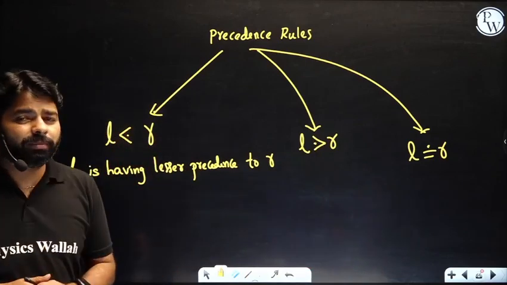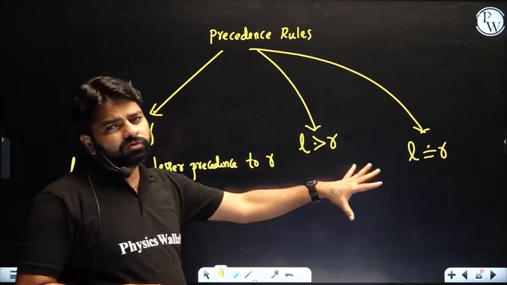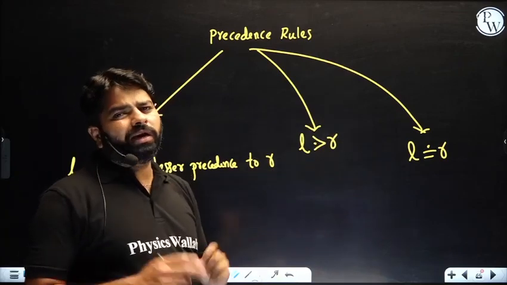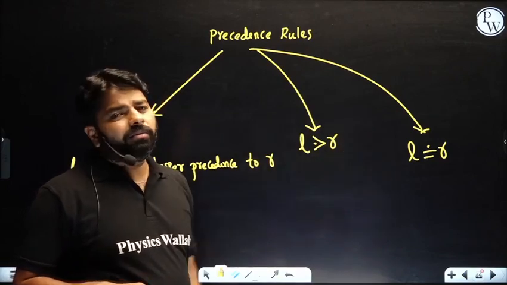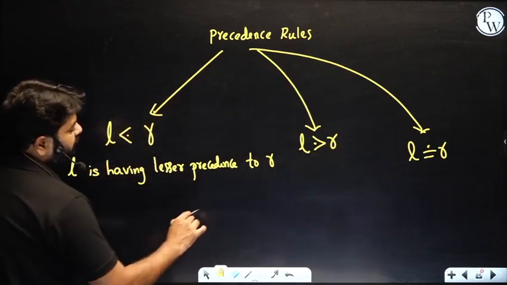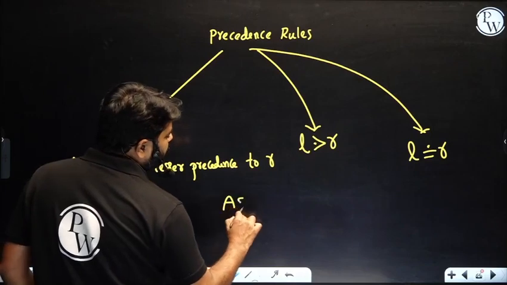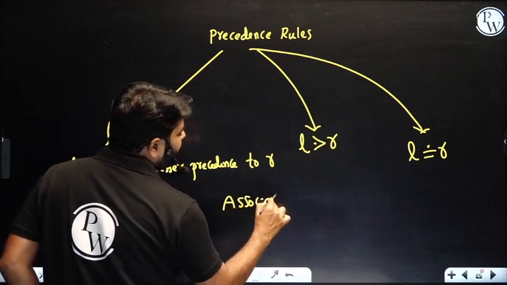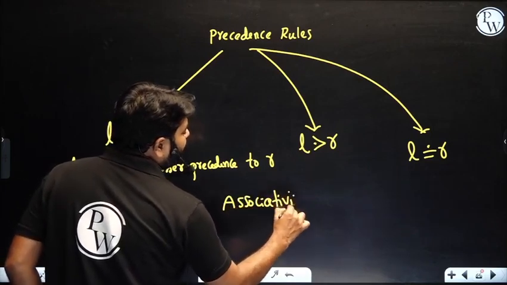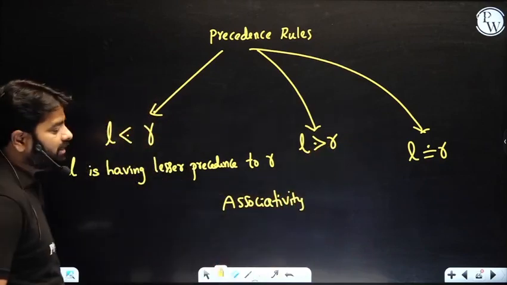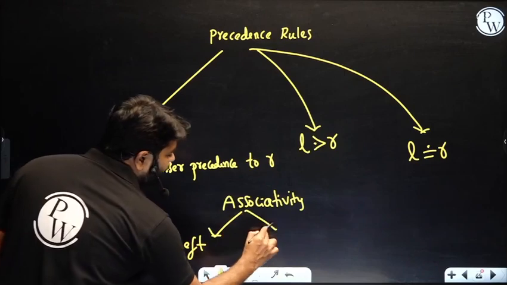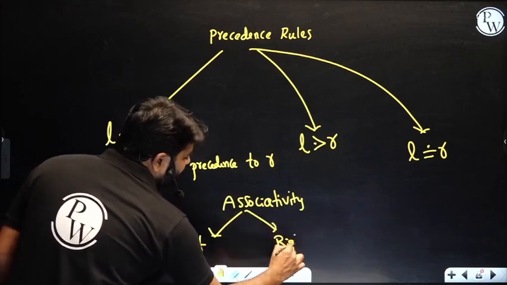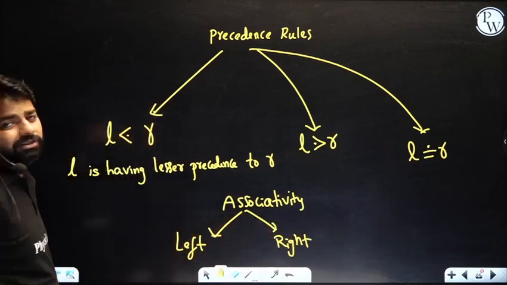When you have equal precedence, most of the times we will convert them into left or right associative. But sometimes we may leave it as it is. And the other thing is associativity. They are also precedence rules, but associativity is used when you have equal precedence. When you have equal precedence, there are two kinds of associativity, left and right associativity. Left means left to right, right means right to left.